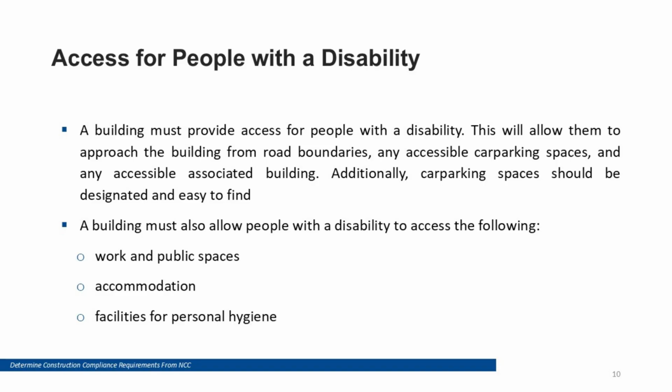Access for people with a disability. Accessible buildings must provide dignified access for people with disability. This includes approach paths, accessible entries, and access to key spaces and facilities. Design decisions must reflect both NCC requirements and the relevant access standards that apply.